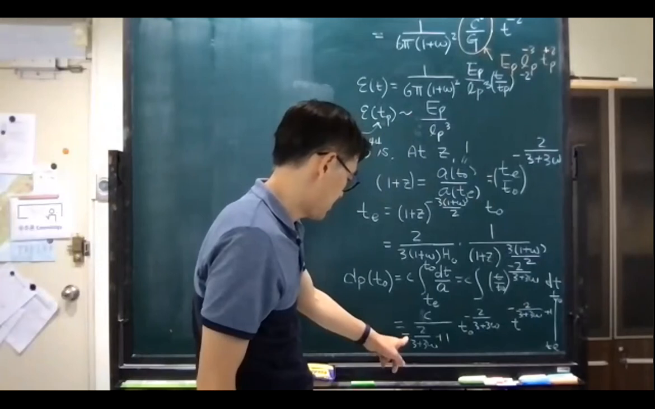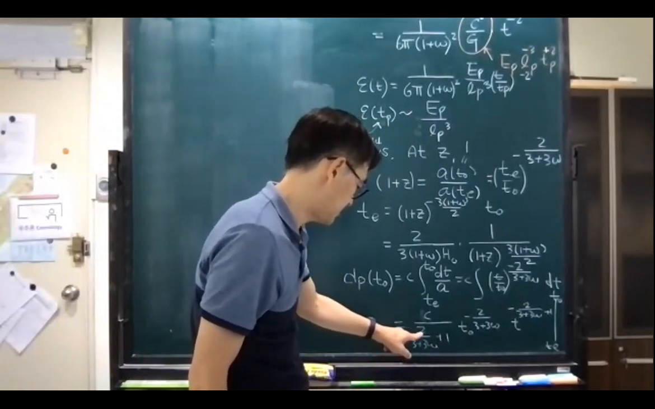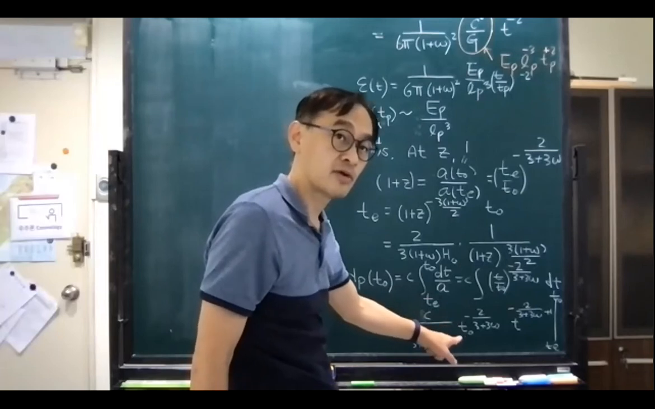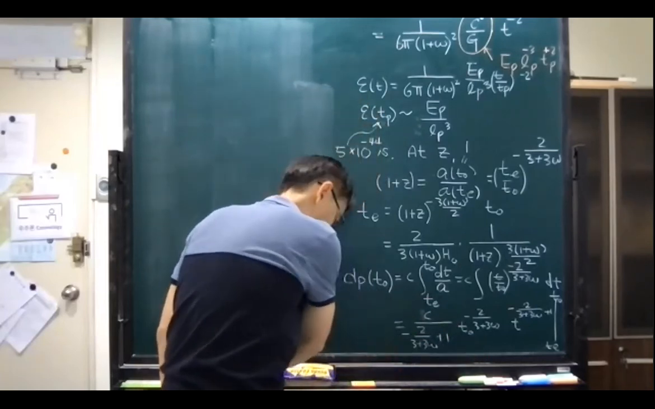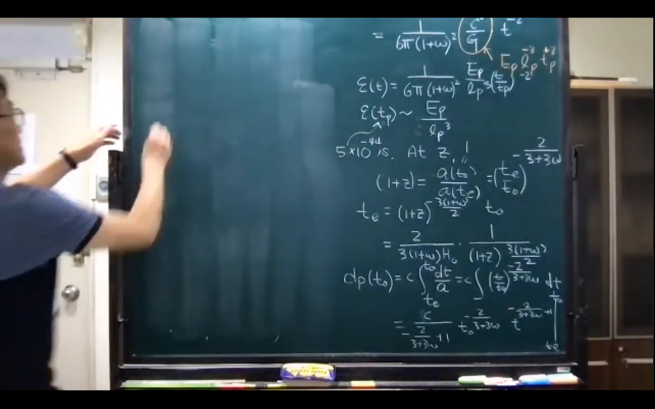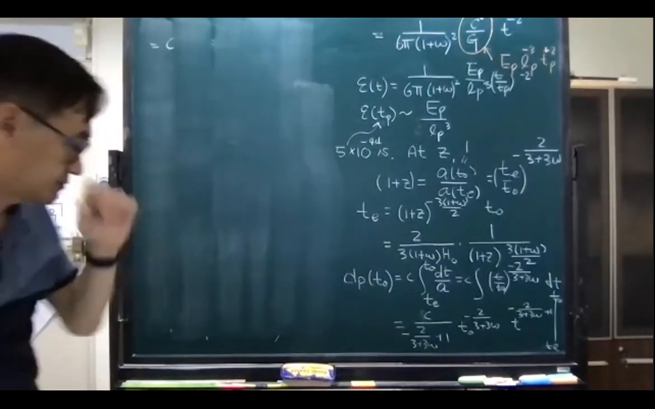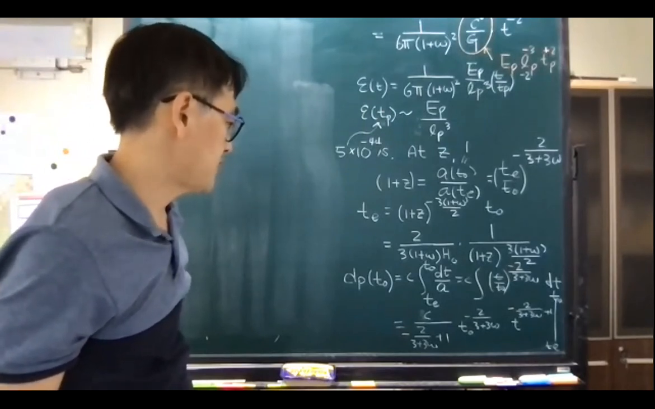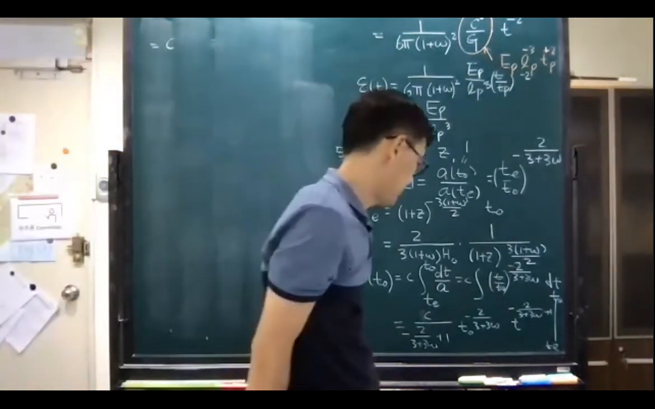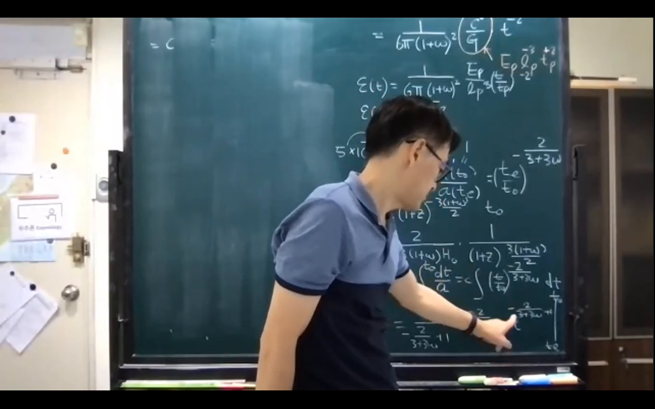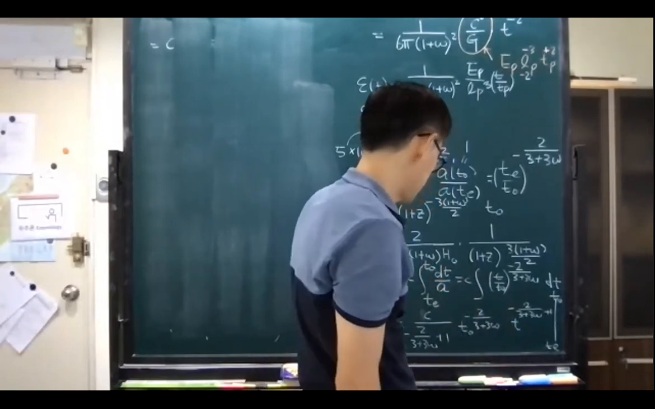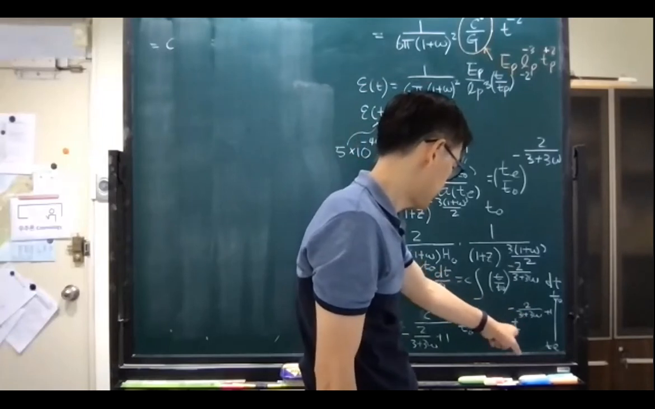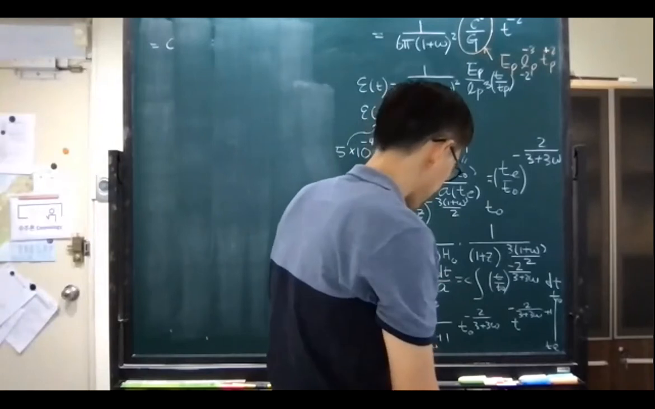So I have this plus gives me 3 plus 3w, but I have minus 2. So that gives me 1 plus 3w in the bottom. So I have c, and when you evaluate this from t_e to t0, then this will become t0. And you have the same, it's not easy to see.